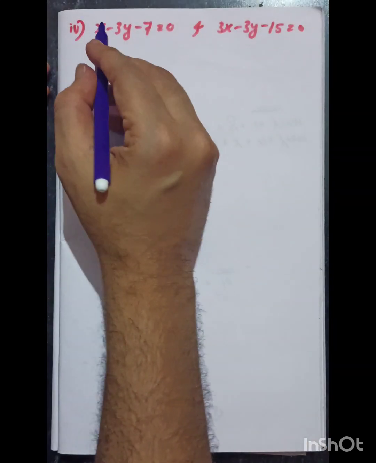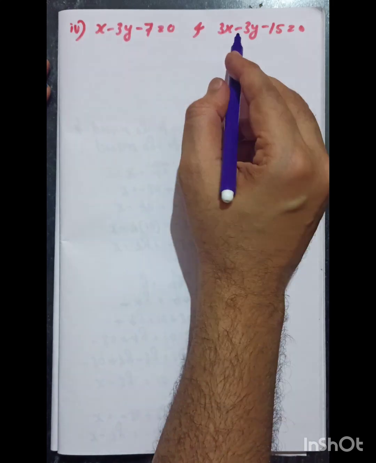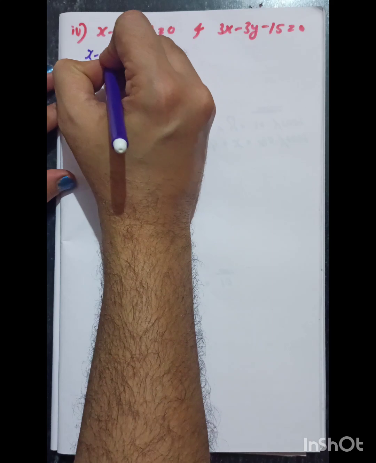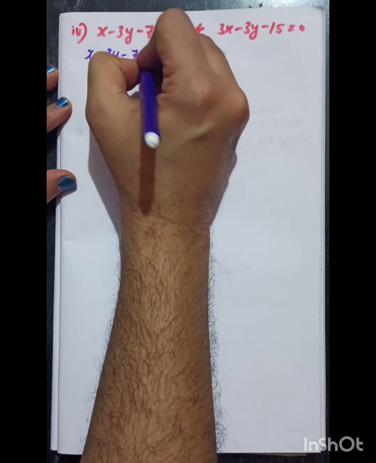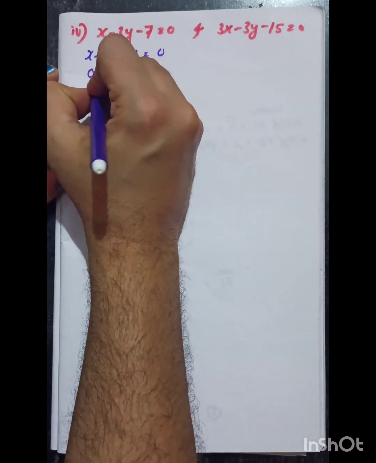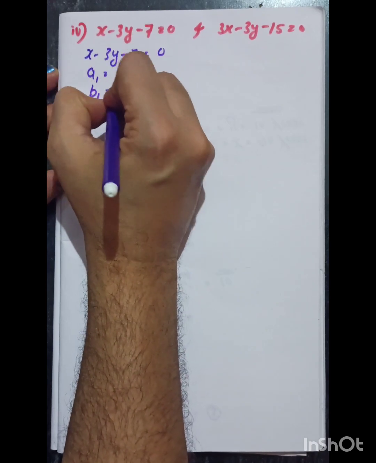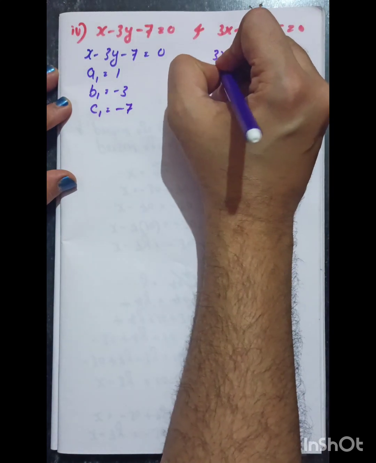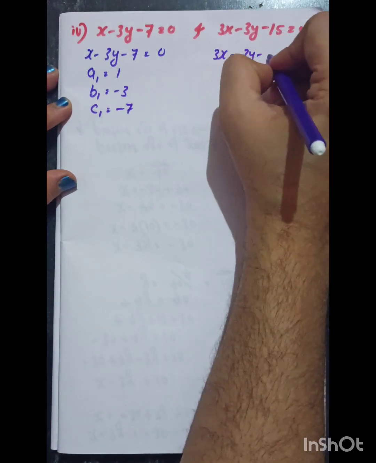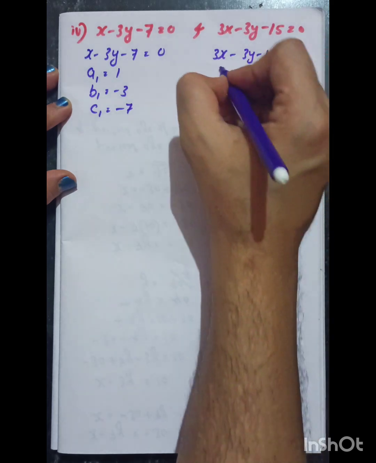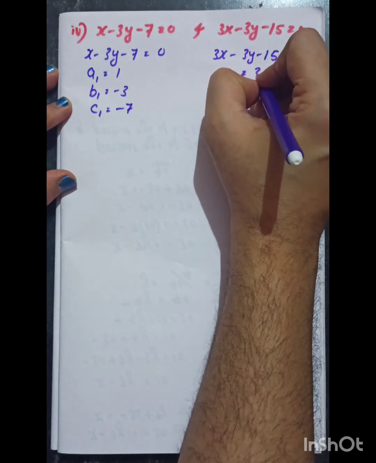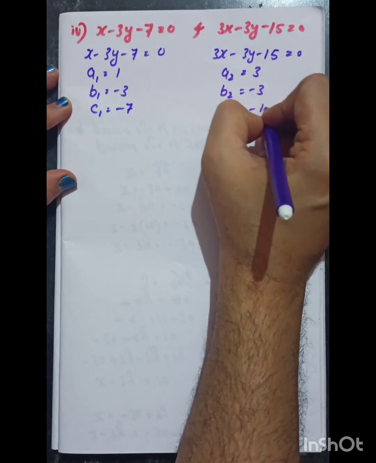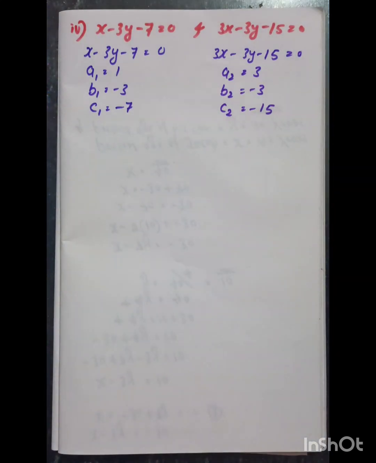Let's look at the fourth problem. x minus 3y minus 7 equals 0 and 3x minus 3y minus 15 equals 0. x minus 3y minus 7 equals 0. a1 equals 1, b1 equals minus 3, c1 equals minus 7. Here 3x minus 3y minus 15 equals 0. a2 equals 3, b2 equals minus 3 and c2 equals minus 15.